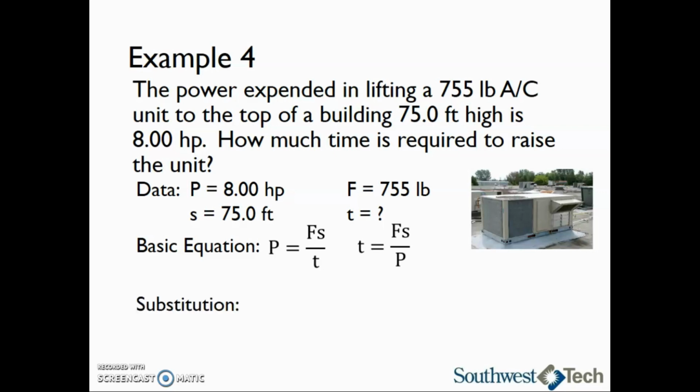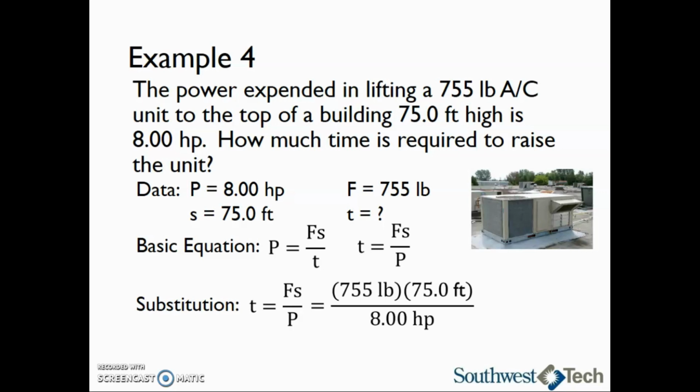Next, we can substitute in the pieces of data we were given. Time equals the force, which is 755 pounds, times the displacement, which is 75.0 feet, divided by the power, which is 8.00 horsepower. However, this will give us units of pound-feet per horsepower, which is not exactly what we want for time. We don't want horsepower anywhere in the answer, so we will need to use the conversion factor that 1 horsepower is equal to 550 foot-pounds per second. Multiplying by this conversion factor will remove the horsepower.